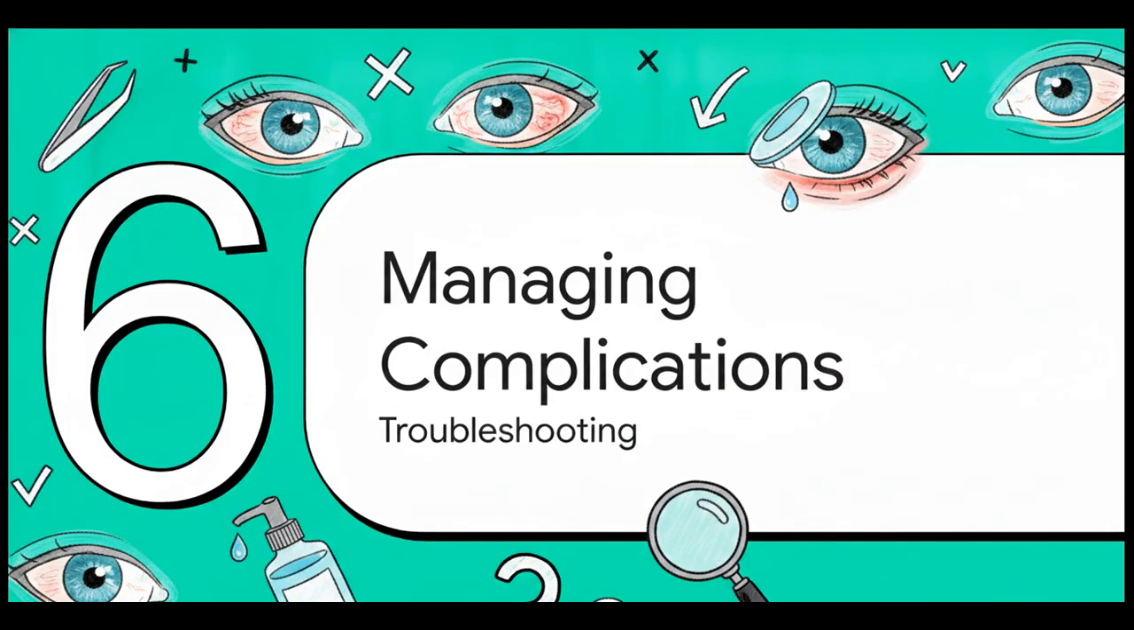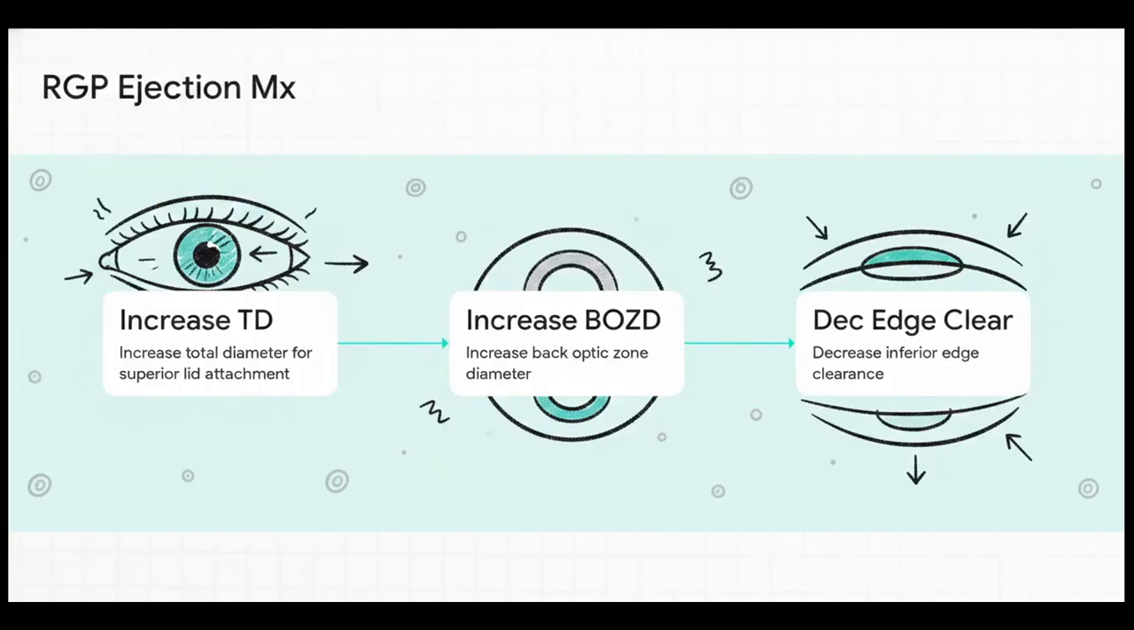Section 6. Managing lens complications, troubleshooting. Of course, placing a piece of plastic directly on the eye isn't without its risks. Sometimes, the physical fit is just wrong. We've all seen it. If a rigid gas-permeable lens keeps popping or ejecting off a patient's cornea, which is super common when a spherical lens is placed on a highly astigmatic eye, precise modifications are needed.